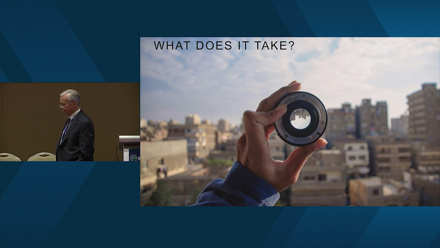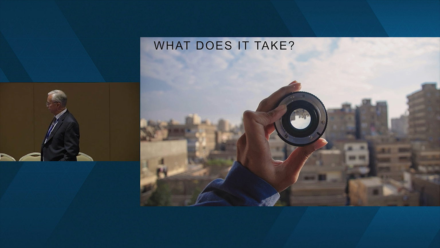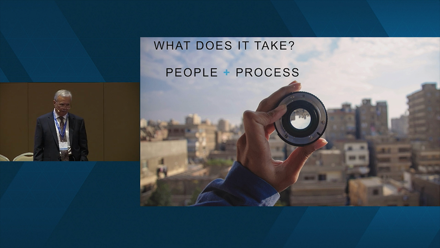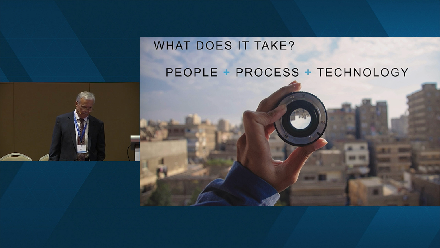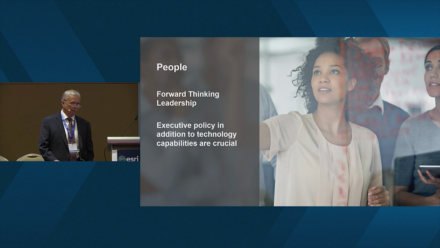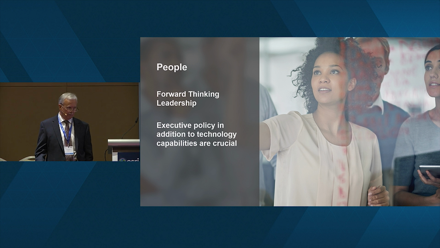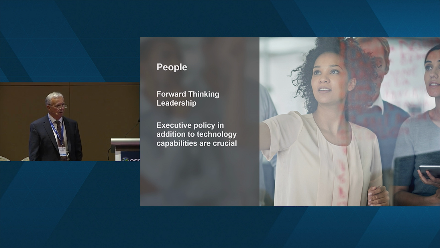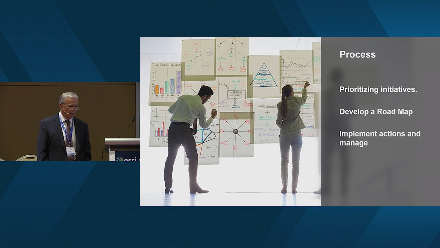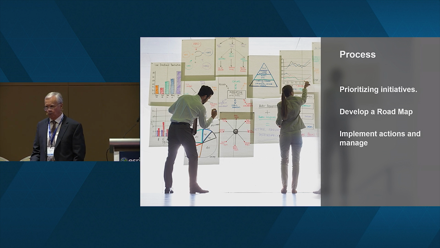What does it take? So it takes focus. It takes people. It takes process. And it takes technology, in that order. Forward-leaning people with the ability to communicate, initiate, and manage change. Process, a roadmap, being able to put actions into place that move things forward.